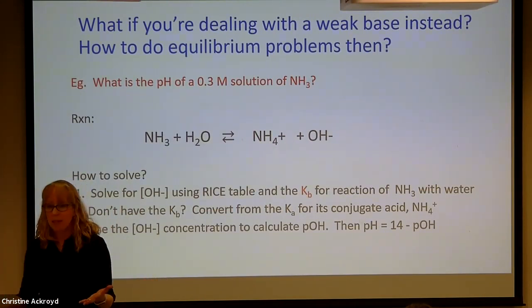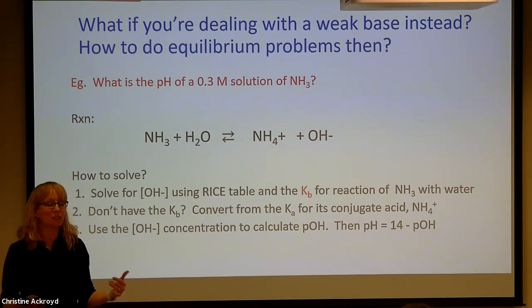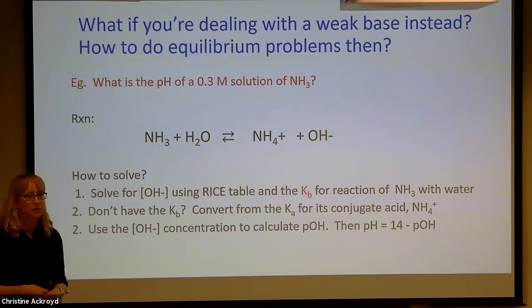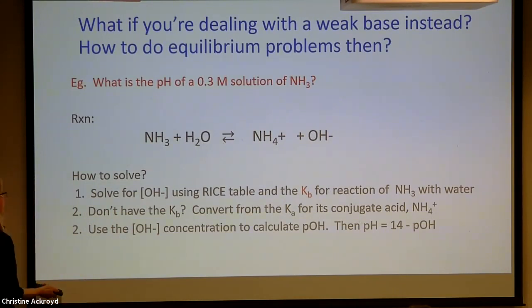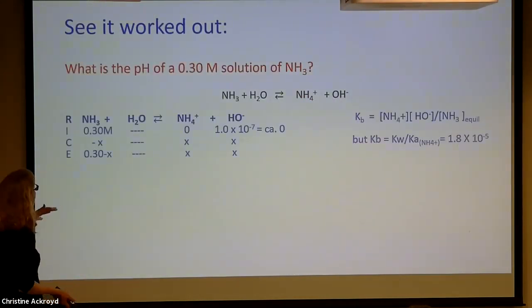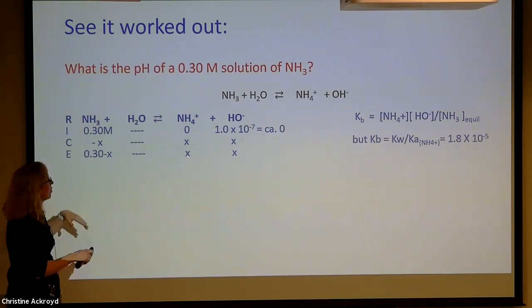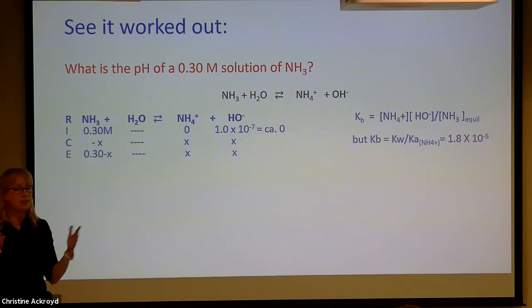We're taking our weak base, we're adding it to water. It's reacting with water. Where does equilibrium lie? To the left. Okay, so we set up our rice table. X times X divided by 0.3 minus X equals the Kb value.